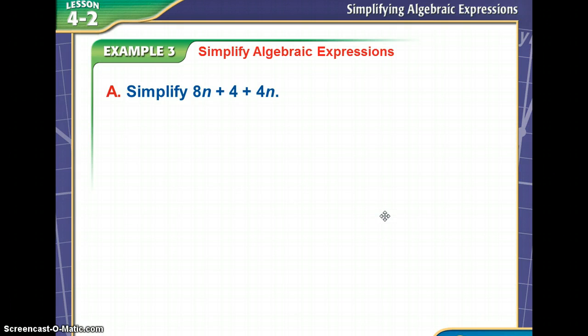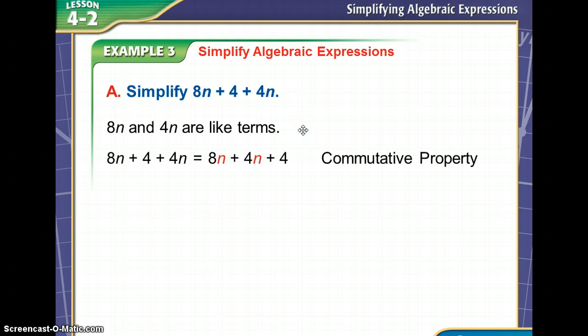Okay, now we're going to simplify the algebraic expression. Remember we talked about terms. There are 3 terms here. When you're simplifying algebraic expressions, you want to identify your like terms. So in this case, I know that 8n and 4n are like terms.